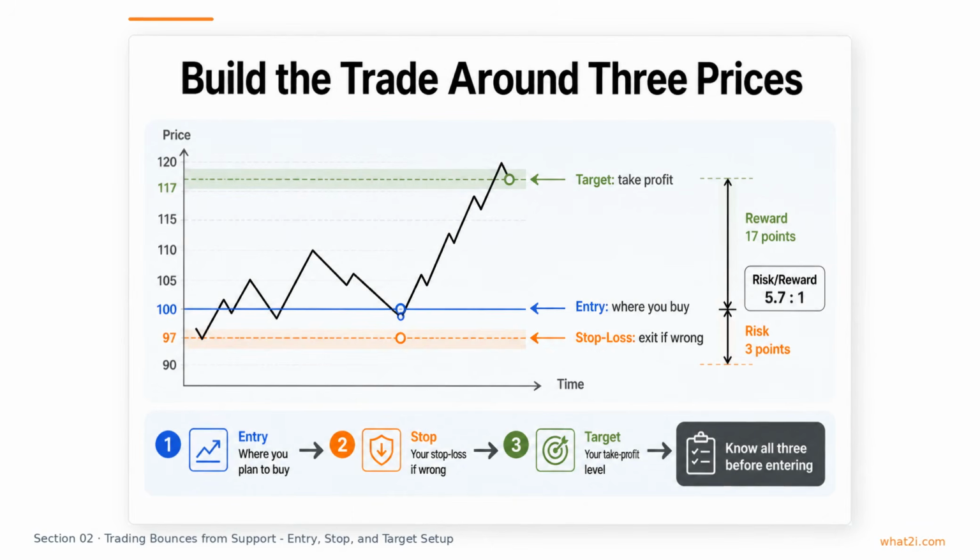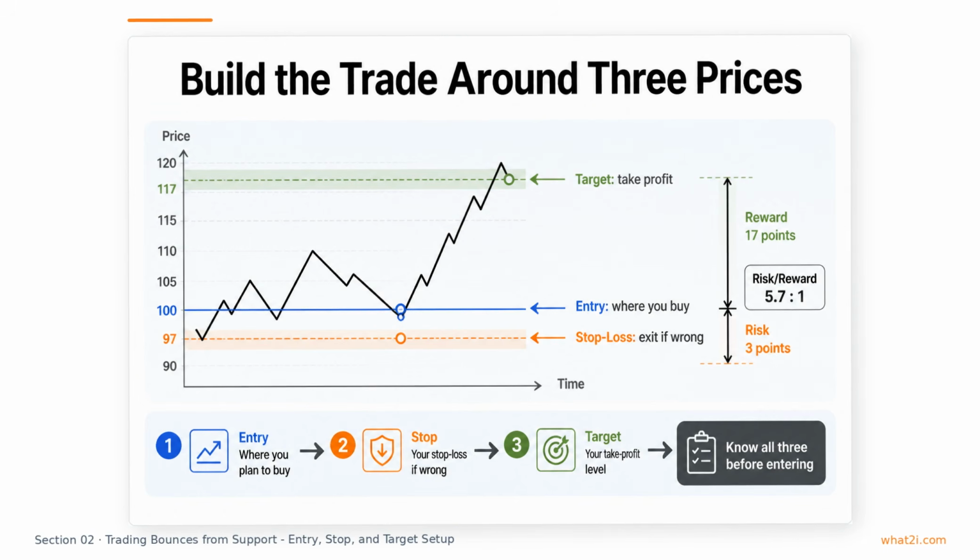Before entering any bounce trade, you want 3 prices mapped out in advance. First is your entry, the price where you will actually buy if the setup confirms. Second is your stop loss, the point where you will exit if support does not hold. Third is your target, the area where you expect to take profits if the rebound works. Knowing all 3 ahead of time turns a chart pattern into a trading plan. It also helps you measure risk versus reward before any money is committed.